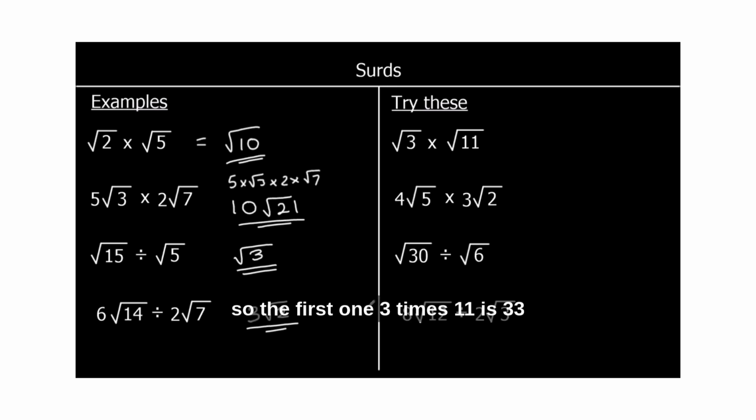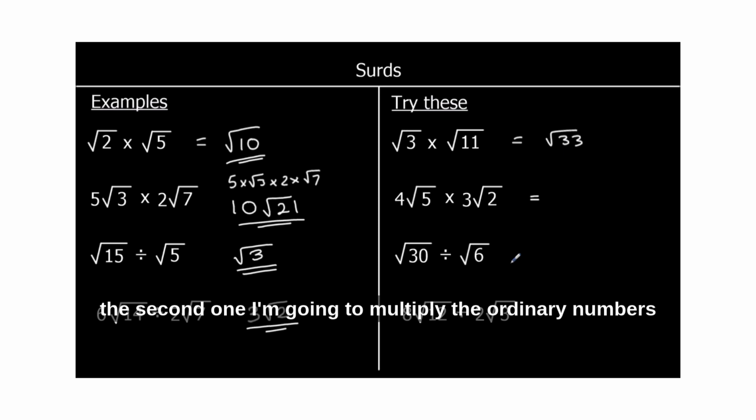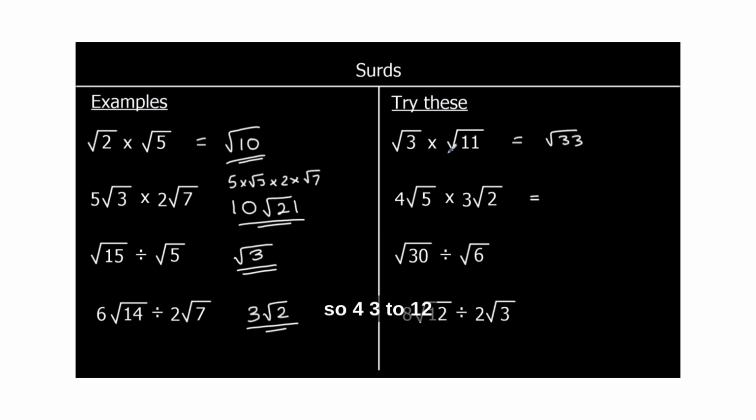Okay, so the first one, 3 times 11 is 33. So root 3 times root 11 is root 33. For the second one, I'm going to multiply the ordinary numbers. So 4 3s are 12. Then I'm going to multiply my roots. So 5 times 2 is 10. So root 5 times root 2 is root 10.